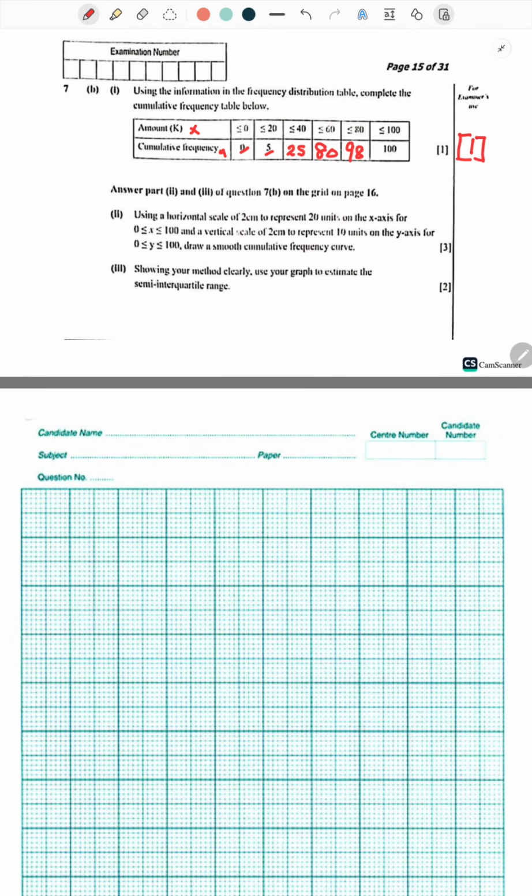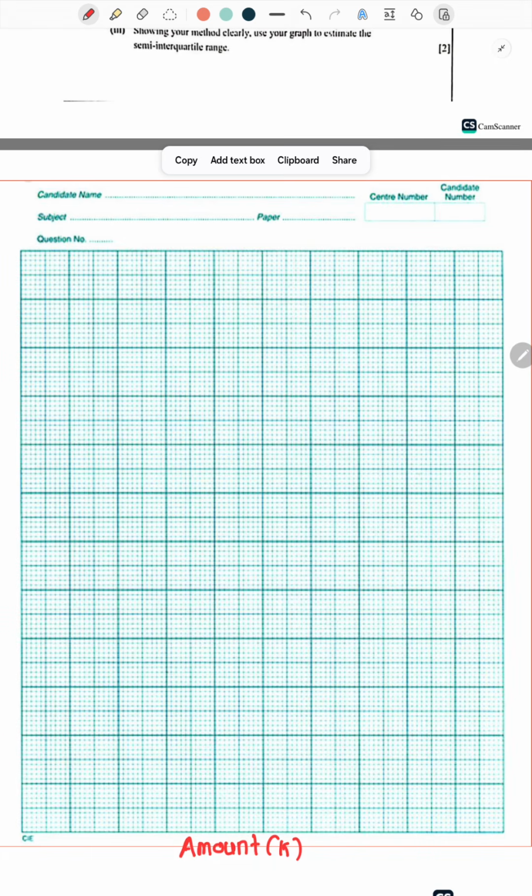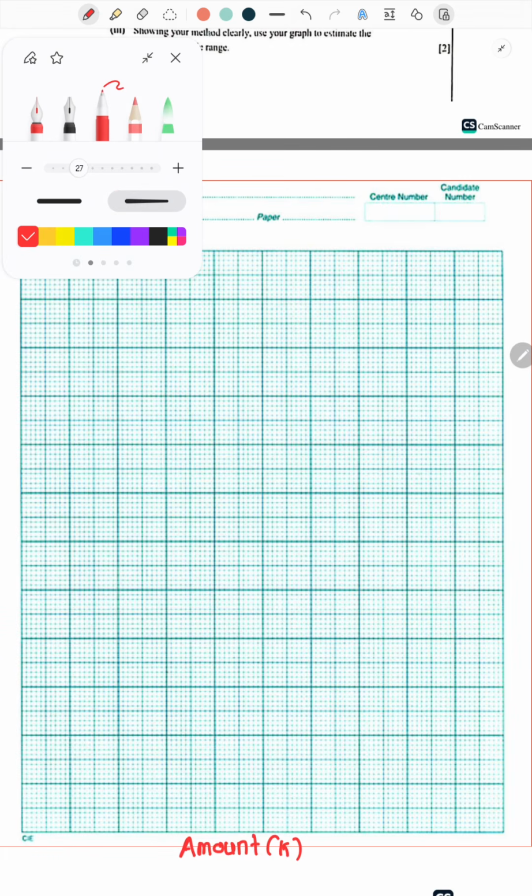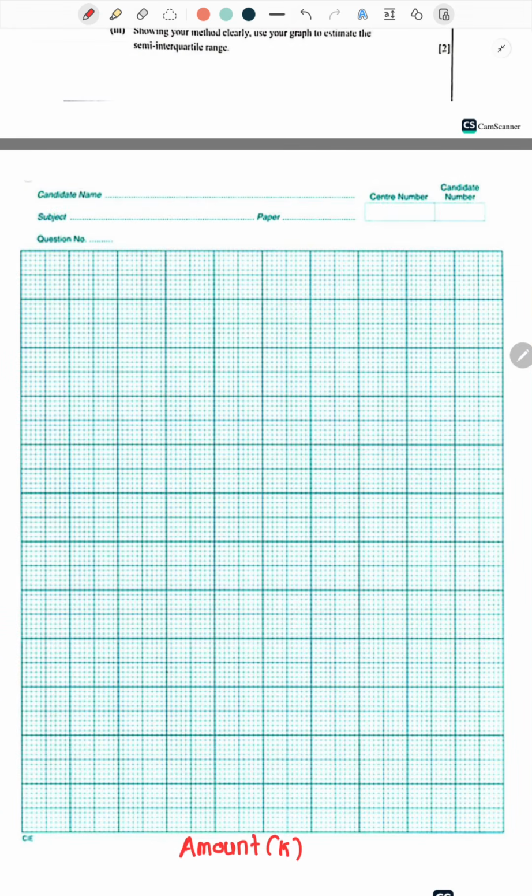So this is going to be x, and this is going to be y. In the x, we are going to put our amount, which is our amount in kwacha. And then in the y, we are going to put our cumulative frequency.